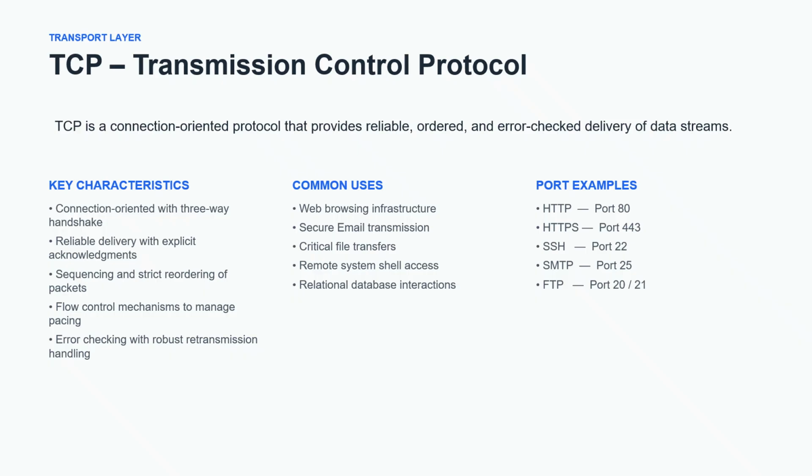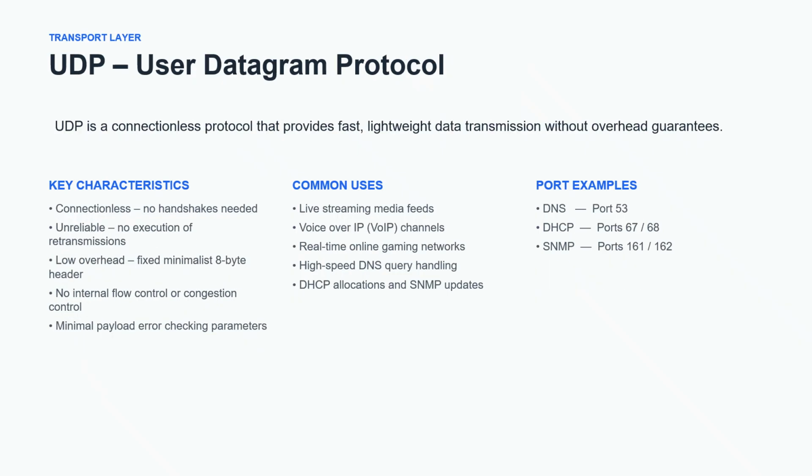TCP uses port numbers to identify specific applications and services. Well-known ports range from 0 to 1023 and are assigned to common services. TCP is used for web browsing, email, file transfers, remote access, and database connections. Common TCP ports include HTTP on port 80, HTTPS on port 443, SSH on port 22, SMTP on port 25, and FTP on port 21.